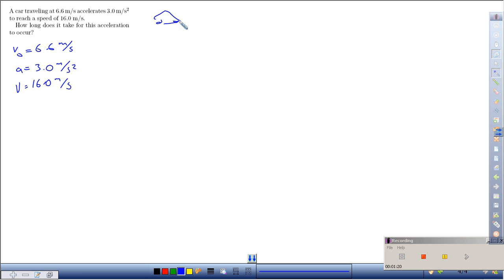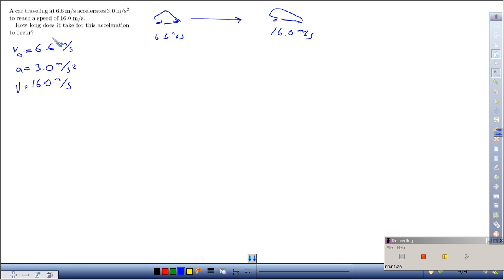So here we've got a car that starts out at one speed. Here's my car. Give it a wheel. It starts at 6.6 meters per second. Some time goes by, and that same car later, with that same funky front wheel, but now it's stretched out for some reason, is going at 16.0 meters per second. And it's accelerated at 3.0 meters per second squared. It's gone faster and faster and faster. That gives me a positive acceleration in this case. So going from a positive to an even bigger positive is a positive acceleration.